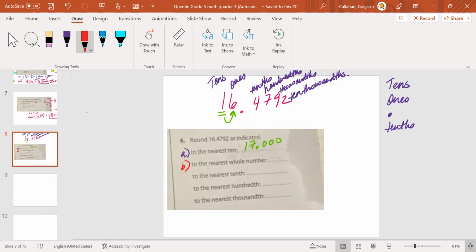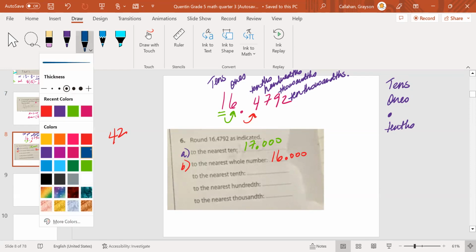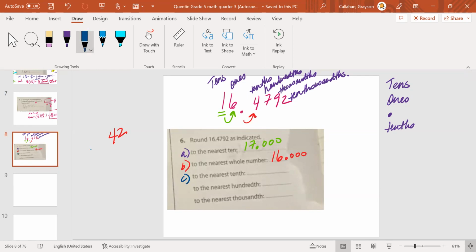B, nearest whole number. A whole number is like 42. Do you see that? So if I have to round this, look at this number right here. Is that bigger than 5 or smaller than 5? Look at the tenths. Is it bigger than 5 or smaller than 5? Okay, so then my answer is just 16.000. We're not gonna change anything. Okay. To the nearest tenth. What number is tenth? The 4. So that's a tenth. So then you look at what number? Do you round up or down? 16 point. Good.